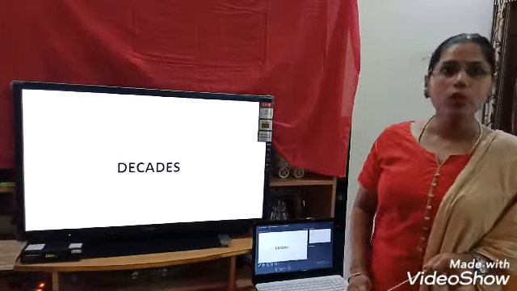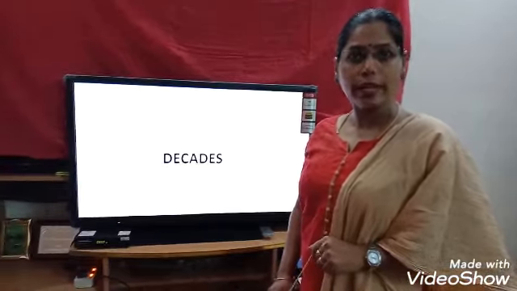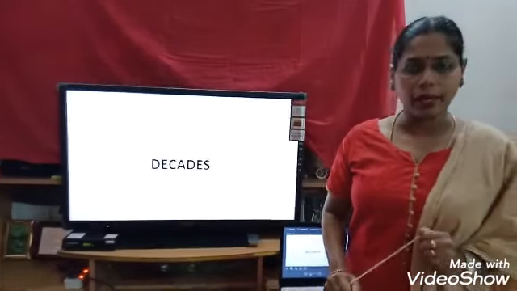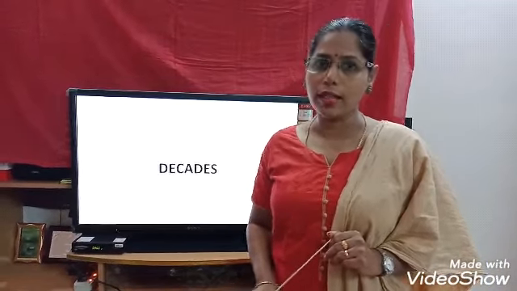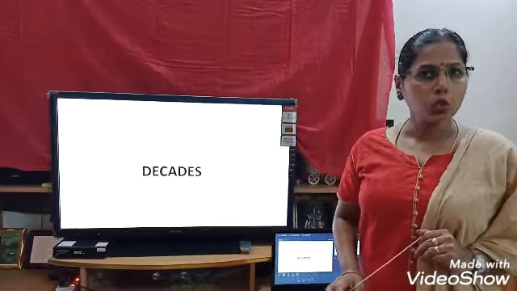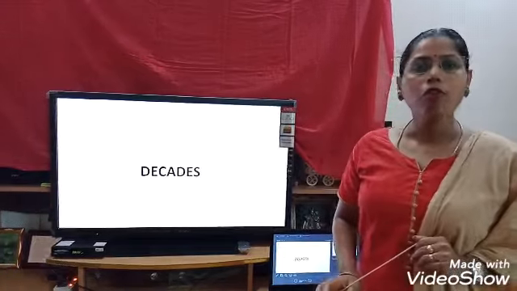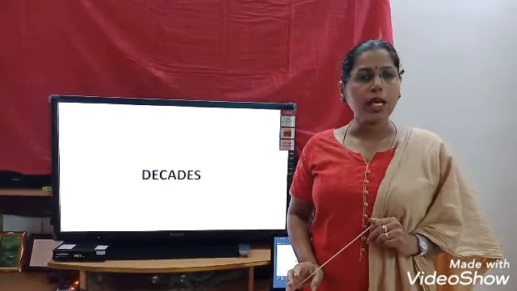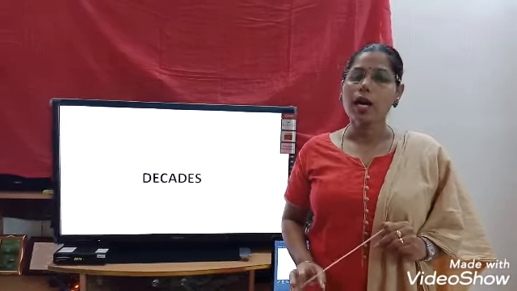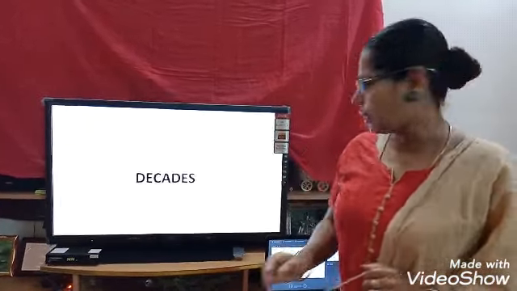Good morning, children. Today I am going to teach you about decades. What do you mean by decades? The multiples of 10 are called decades. That is 10, 20, 30, 40, 50, 60, 70, 80, 90, 100, and it continues like that.